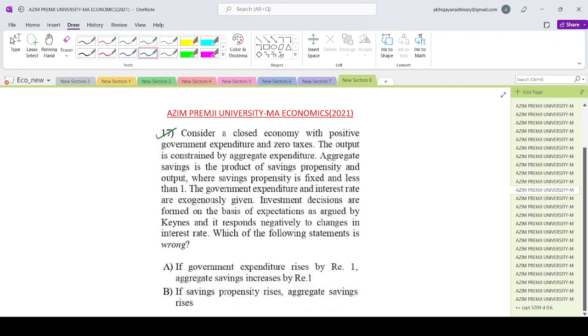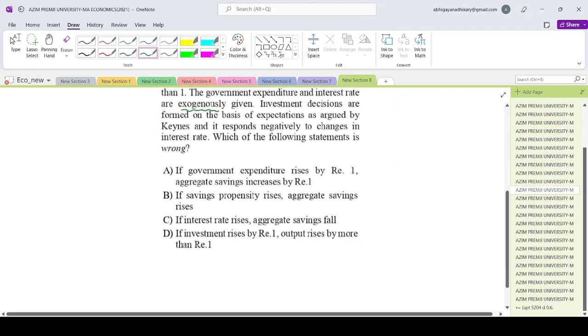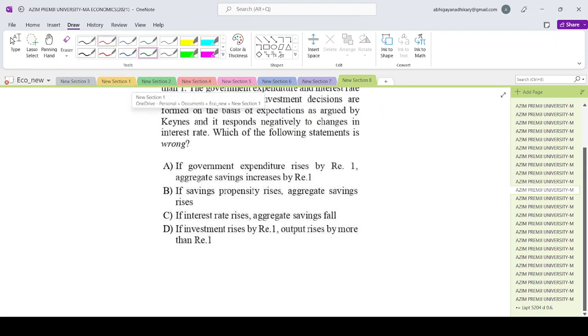Aggregate savings is a product of the propensity to consume into the output, and it is less than 1. The government expenditure and the interest rates are exogenously given. Investment decisions are formed on the basis of expectations as argued by Keynes, and it responds negatively to changes in the interest rate. Which of the following statements is wrong? Okay, so let us check all of them one by one. If the government expenditure rises by 1 rupee, aggregate savings increases by 1 rupee.